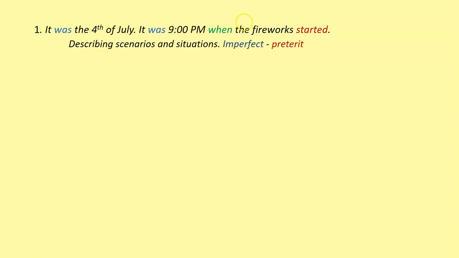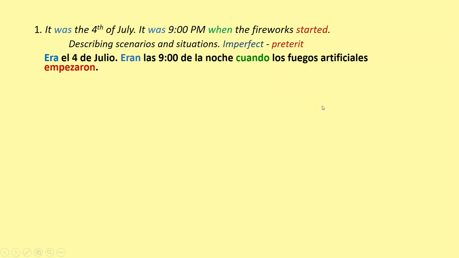In this sentence, you have this word, when, that is going to introduce the preterite. So this word is telling you that one of these verbs is going to be in the preterite. Since these verbs are in the imperfect, this is the one that will be in the preterite. Era el 4 de julio, eran las 9 de la noche, cuando los fuegos artificiales empezaron. Imperfect, imperfect, preterite.